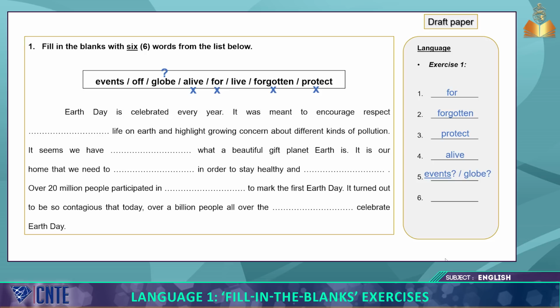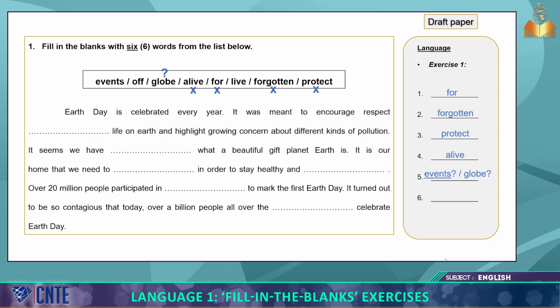Okay, let's continue reading. "It turned out to be so contagious that today over 1 billion people all over the blank celebrate Earth Day." Does this "all over the" ring bells? Actually, it might remind you of a familiar expression which is "all over the world." Unfortunately, we don't have "world" in the list, but we know that world is a noun. And even without following this logic, we have the definite article "the" before the gap, and after the gap there is a verb. This means that most probably we need a noun here and not the superlative, for instance.